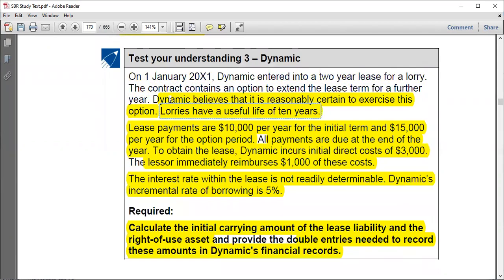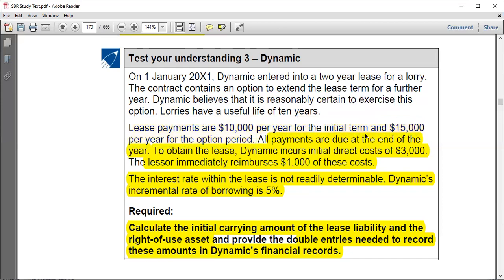Now, if you do remember, the question said on 1st January 2021, Dynamic entered into a 2-year lease for a lorry. The contract contains an option to extend the lease for a further year. And Dynamic believed that it is reasonably certain to exercise this option. Lorries have a useful life of 10 years. As we said, the lease was for 2 years, but there was an option for 1 year, which was certain to be exercised, and so it gave a total of 3 years, while the useful life of the lorries is 10 years.